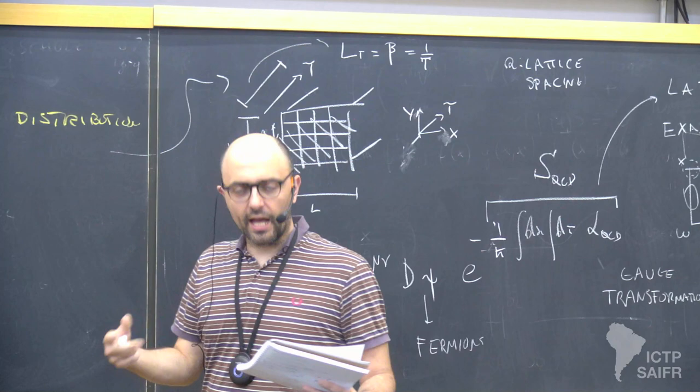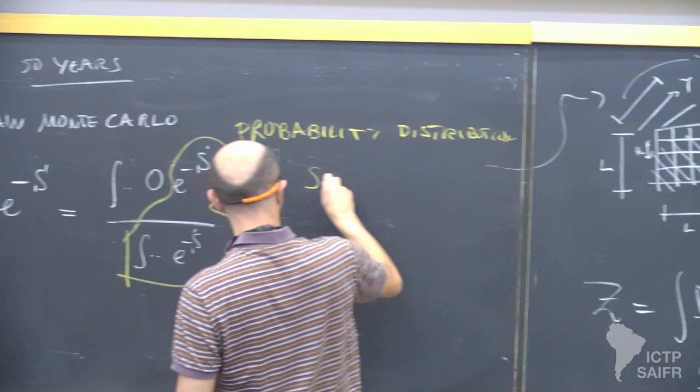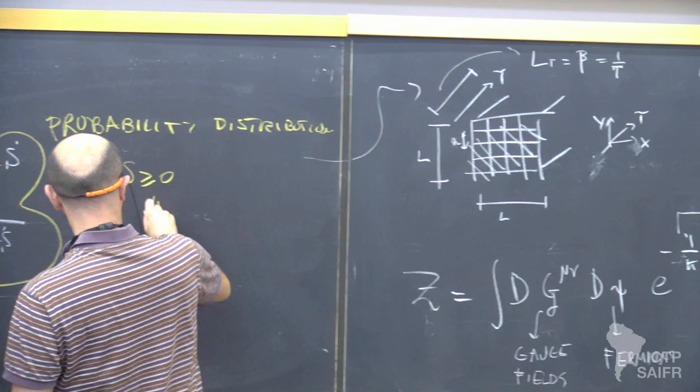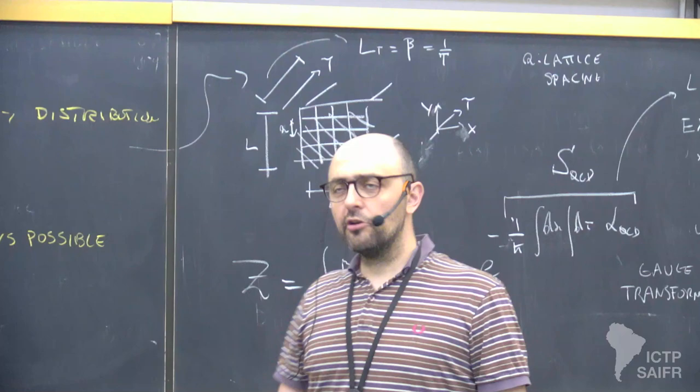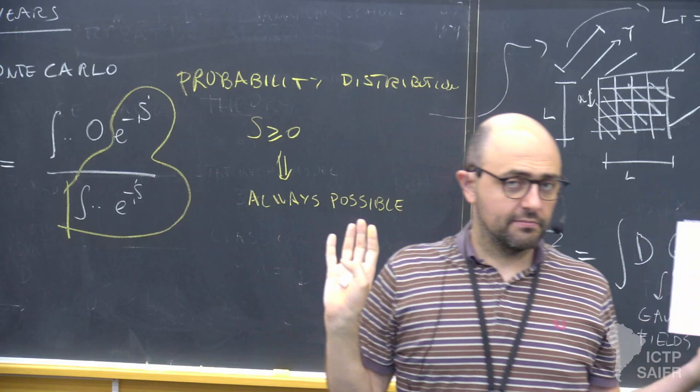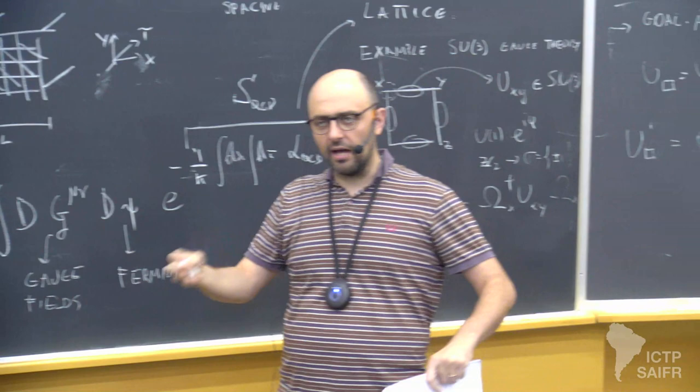And this is always possible if your action is positive definite. So every time you have a positive action, you can in principle write down a Monte Carlo algorithm that computes this by some sort of integration. It doesn't imply that this is efficient. It can be very complicated. It may be exponentially inefficient, maybe non-ergodic, and so on. But in principle, you can always do it.